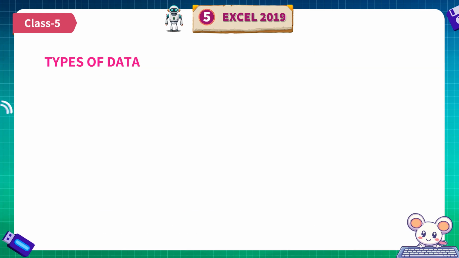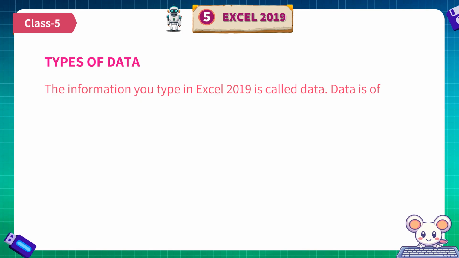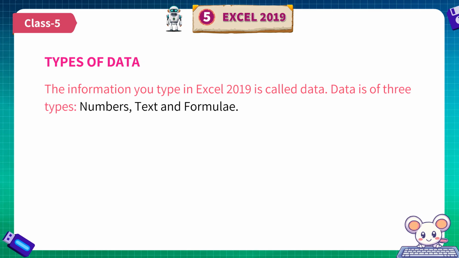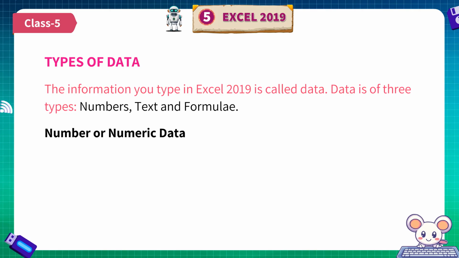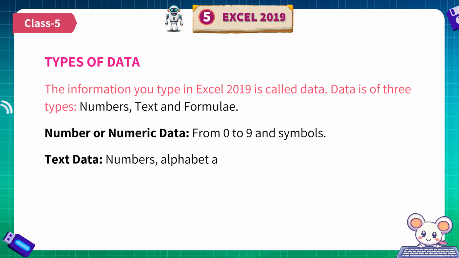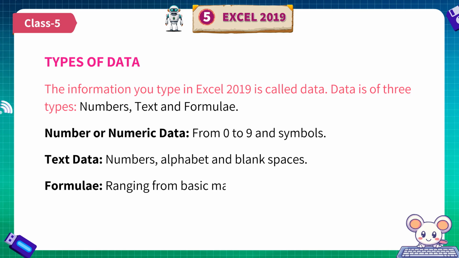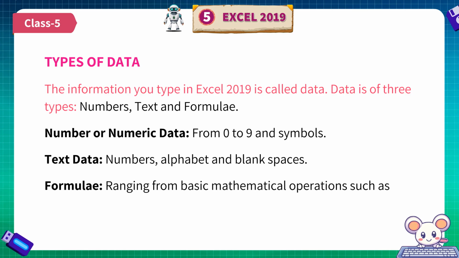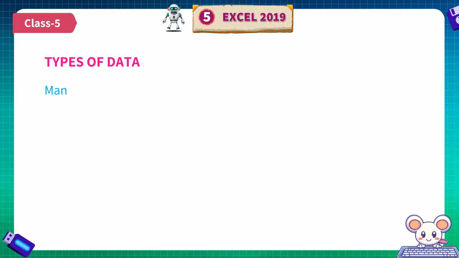Types of data. The information you type in Excel 2019 is called data. Data is of three types: numbers, text and formulae. Number or numeric data, from 0 to 9 and symbols. Text data, numbers, alphabet and blank spaces. Formulae, ranging from basic mathematical operations such as addition and subtraction to complex calculations.